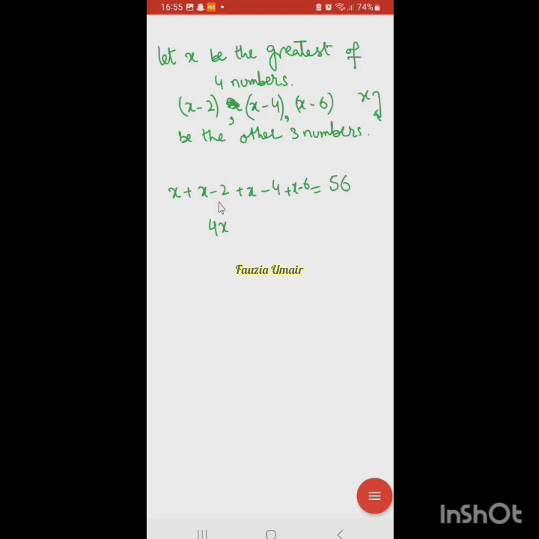4x, equal नहीं, ये भी है ना, minus 2, minus 4, minus 6. So minus 6, minus 4, how many? Minus 10. सेम टर्म्स है ना, साइन वही रहेगा, minus 10. तो minus 10 minus 2 कितना हो गया? Minus 12. ठीक है, so now you can take the 12 on the other side of the equation.